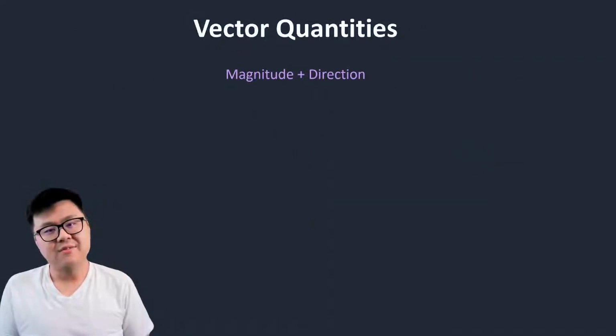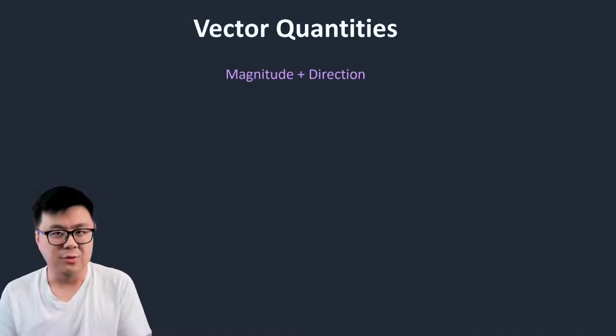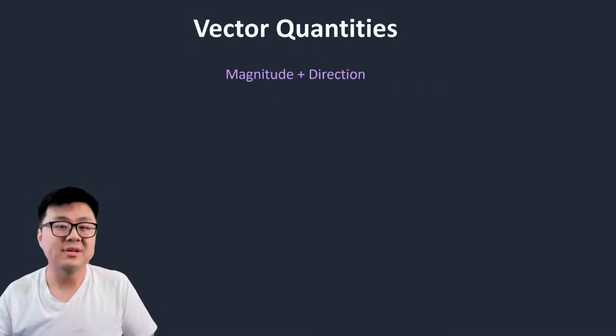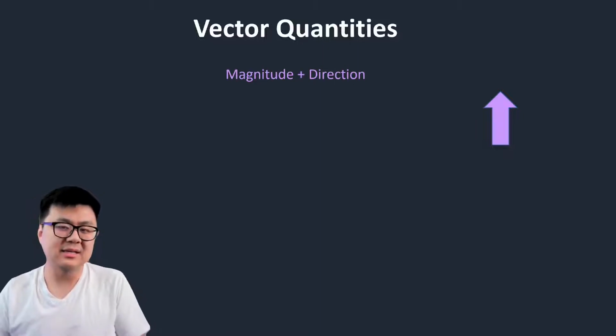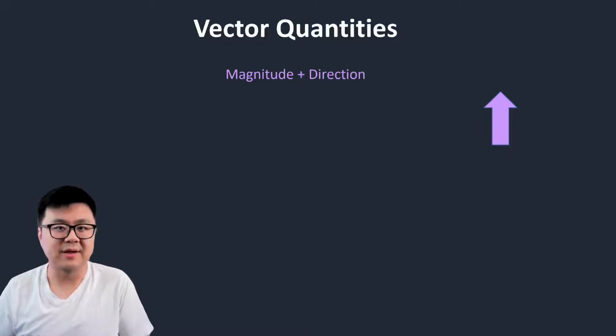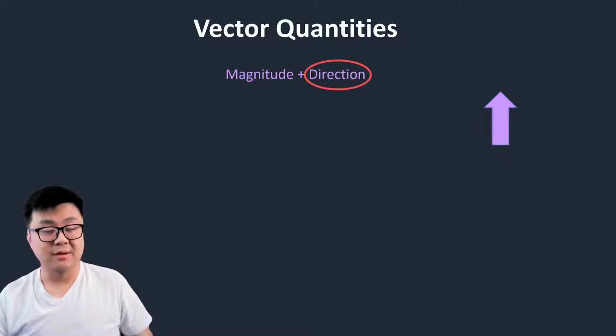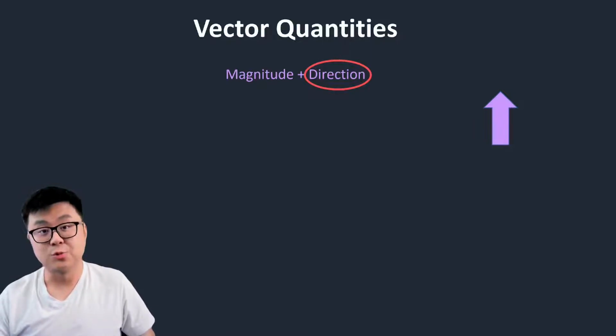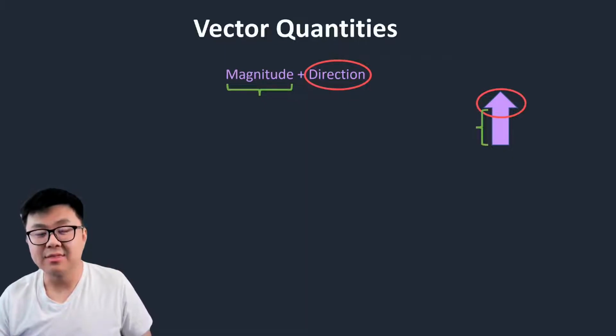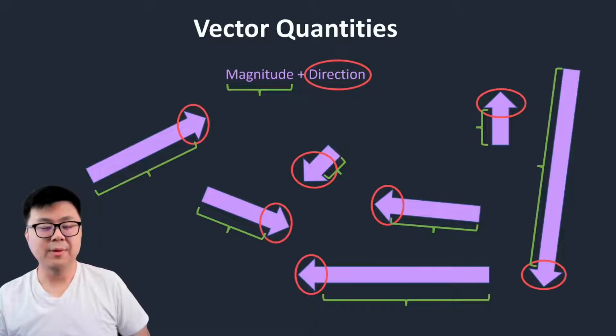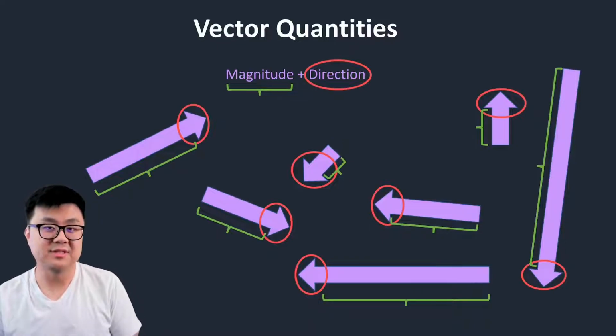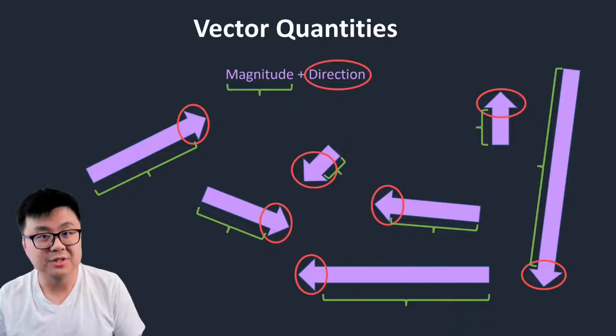Alright, so let's talk about vector quantities. Now, we know that vector quantities include both magnitude and direction, so we can represent it using an arrow, because an arrow covers both aspects of vector quantities. The direction aspect is represented by which way the arrow itself is pointing, and the magnitude aspect is represented by the actual size or length of the arrow. As you can see, here we have a bunch of different arrows with different sizes and pointing at different directions, all representing different vector quantities.